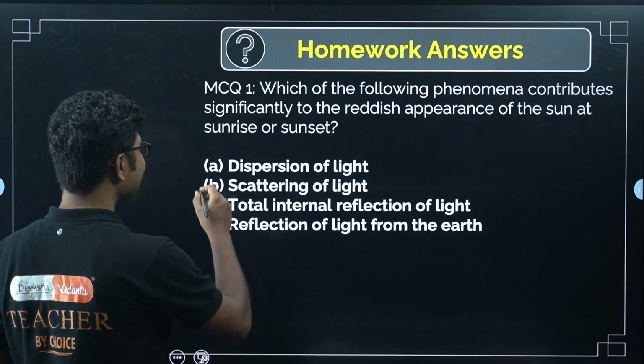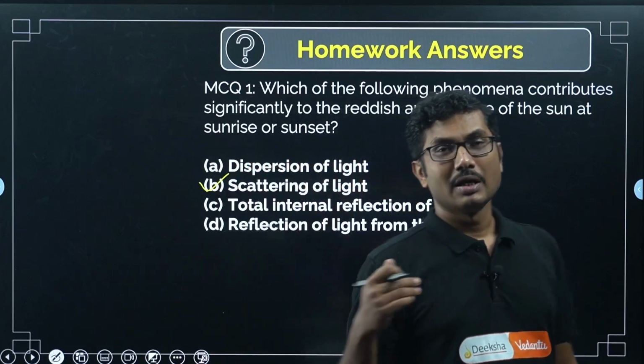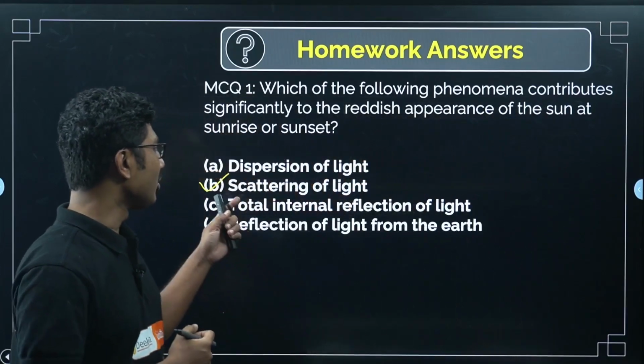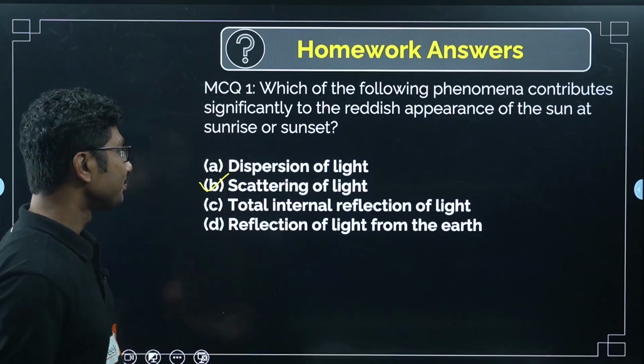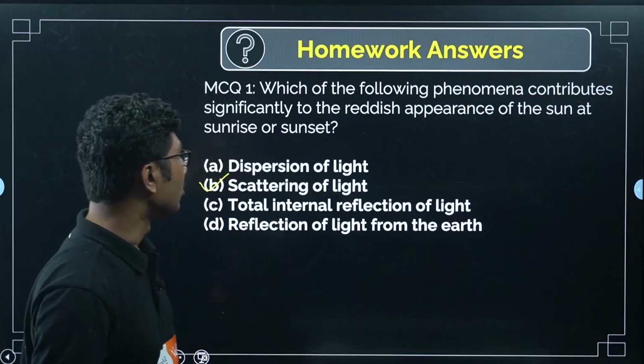So basically this is the reason, scattering of light. If you remember our class where we discussed, because of the scattering we observe redness of the sun. Okay, dispersion of light is the reason behind rainbow, one of the reasons behind rainbow.